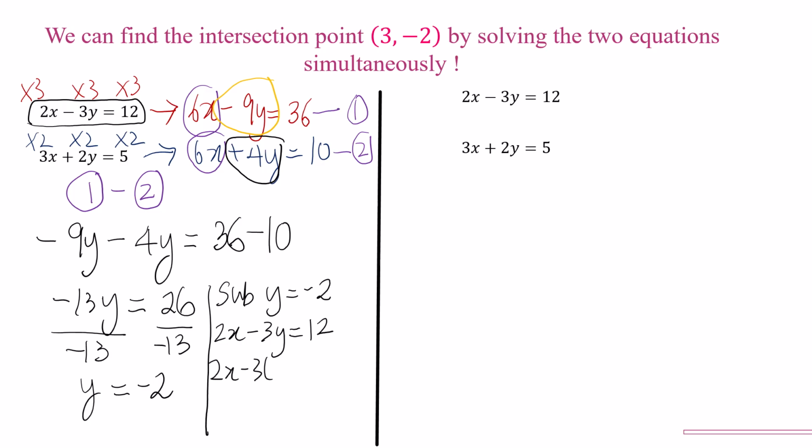So I'm going to substitute 3y, which means 3 times y. So I'm going to substitute y to be negative 2. And from here, you can see that I will have 2x equals 6. x is equal to 6 divided by 2, which is 3. So from here, we can see that we will have 3 for the x coordinate, negative 2 for the y coordinate, which is the same value we get if you were to do it graphically.